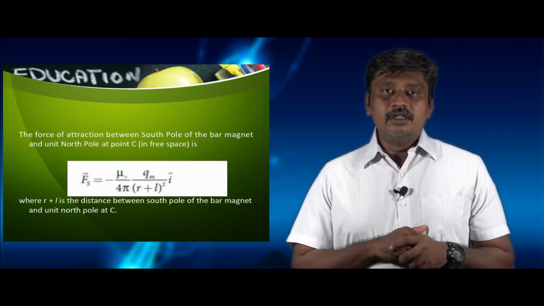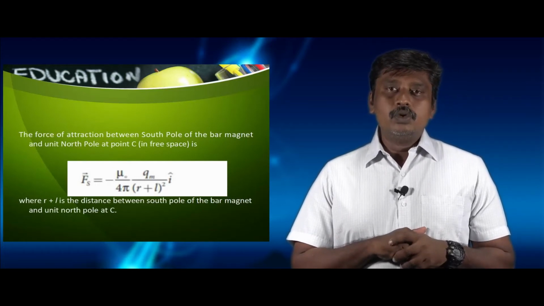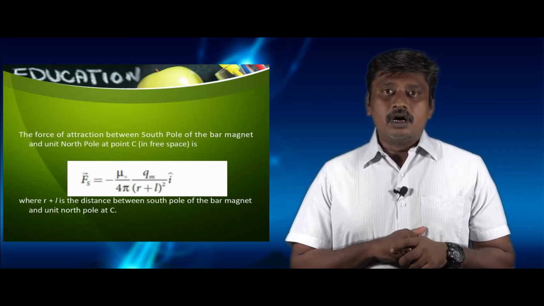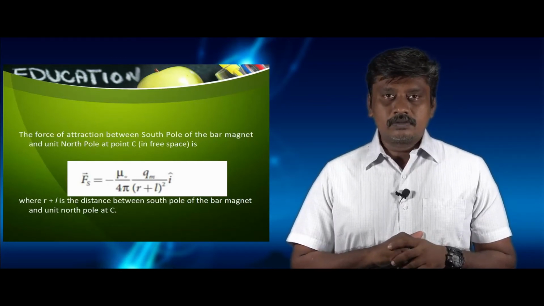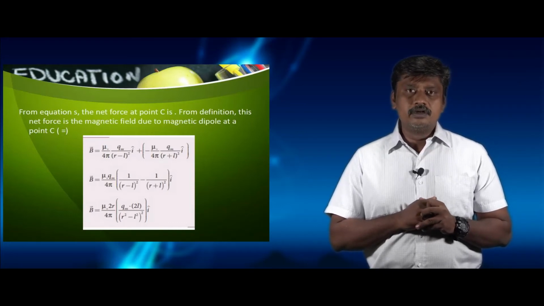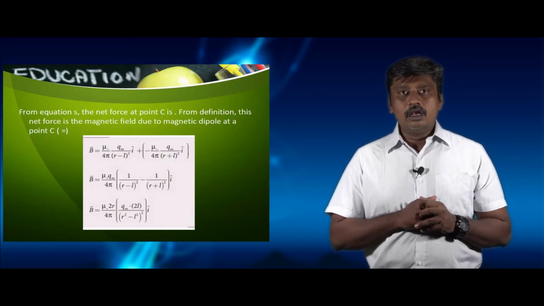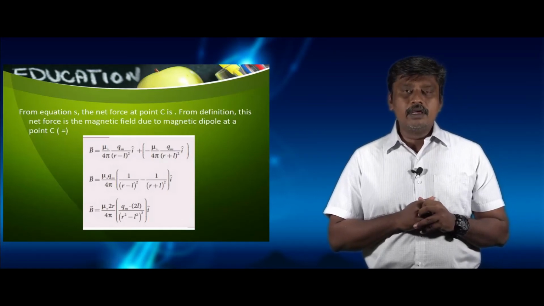If you write that, then we will get mu naught by 4 pi into Qm_A by (R minus L) the whole square, minus Qm_B divided by (R plus L) the whole square. Then if we find that, the total force F is equal to mu naught by 4 pi into 4RL into Qm divided by (R square minus L square) the whole square, where Qm is the pole strength.